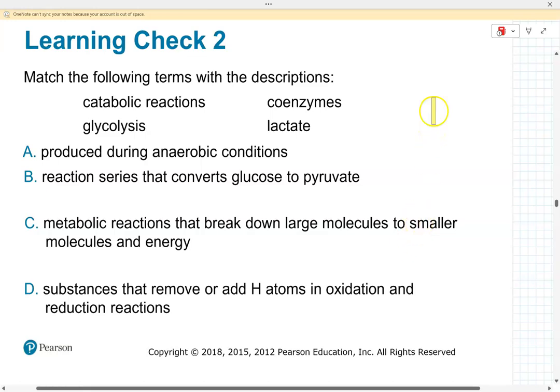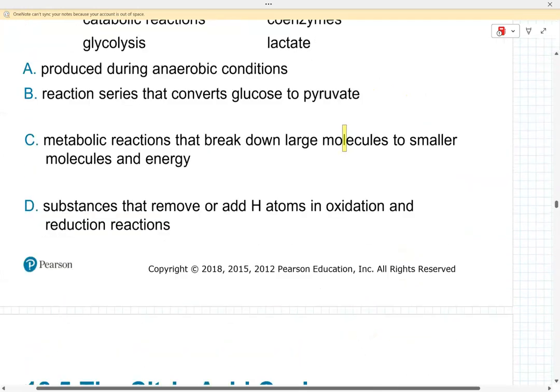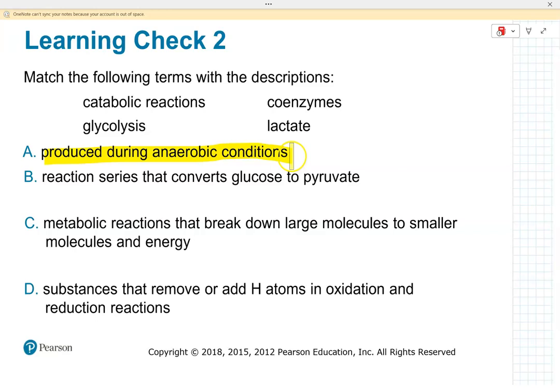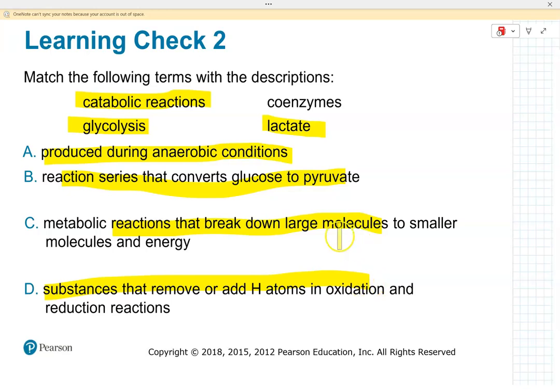So let's take a look. Okay, we're probably going to go over citric acid cycle and cut it short. Okay. Yeah, we're in the middle. Produced during anaerobic conditions. Lactate. Reactions that convert glucose to pyruvate. Glycolysis. Reactions that break down large molecules to smaller molecules. Catabolic. And substances that remove or add hydrogen in oxidation and reduction are coenzymes.